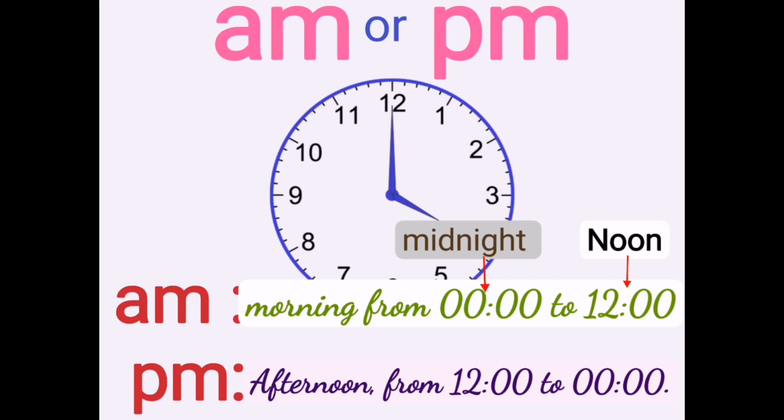And we have here PM. PM means the afternoon or evening, from 12 noon to 12 midnight. So we use AM for morning and we use PM for the afternoon or the evening. So is it clear? Let's see a few examples here.